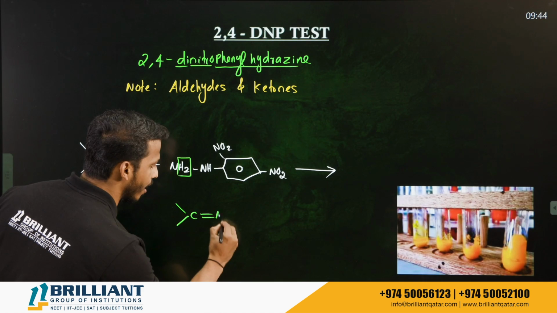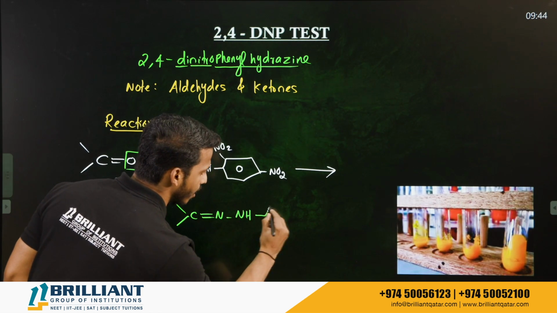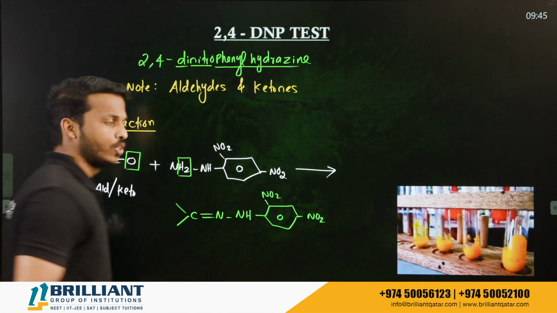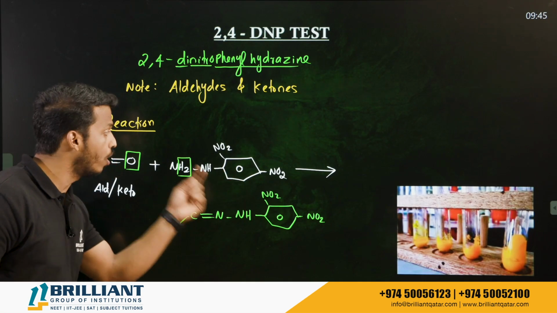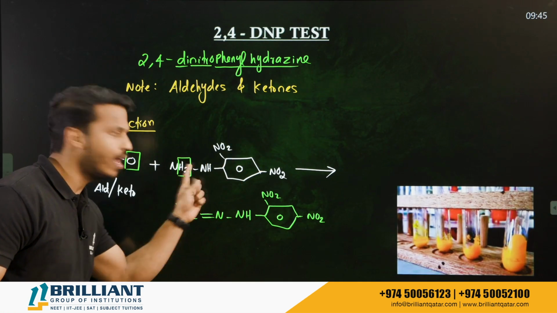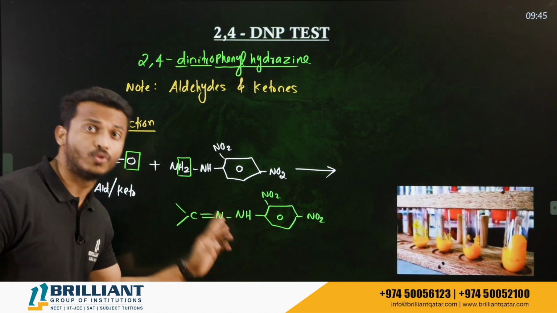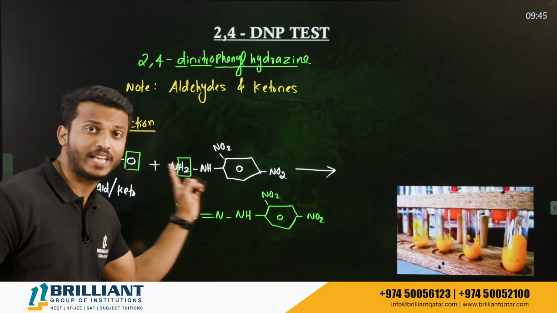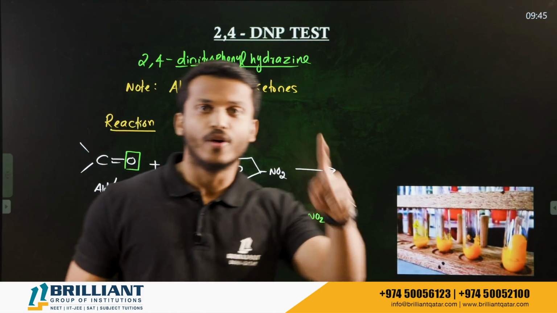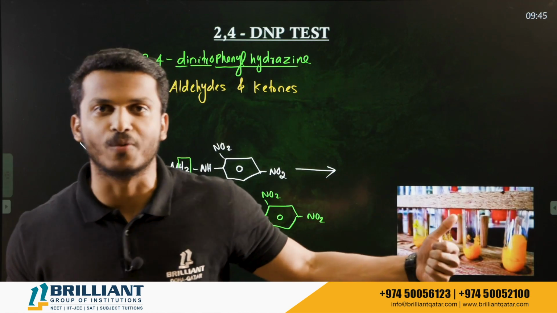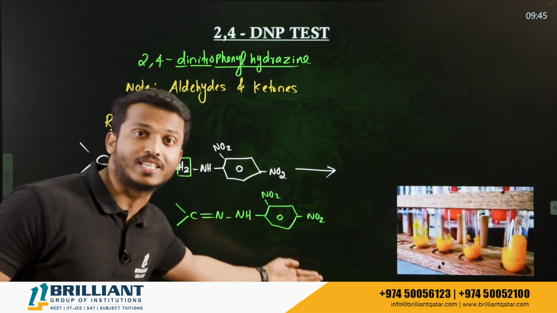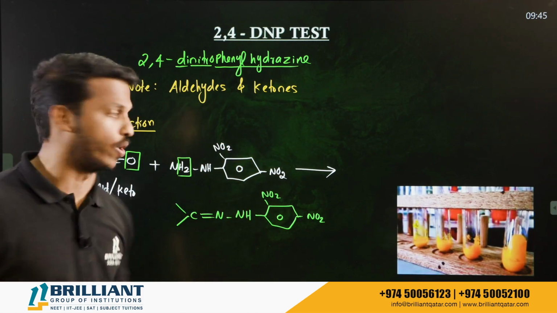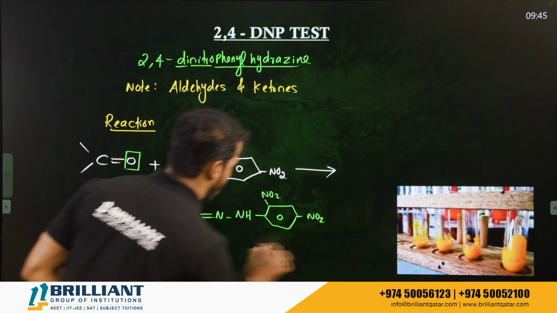What is left here? C=N, then NH, then a benzene ring or phenyl ring with NO2 and NO2. So what is this compound called? The reagent is called 2,4-dinitrophenylhydrazine. And the aldehyde or ketone reacted product is called 2,4-dinitrophenylhydrazone. It has an orange yellow color, dear all.